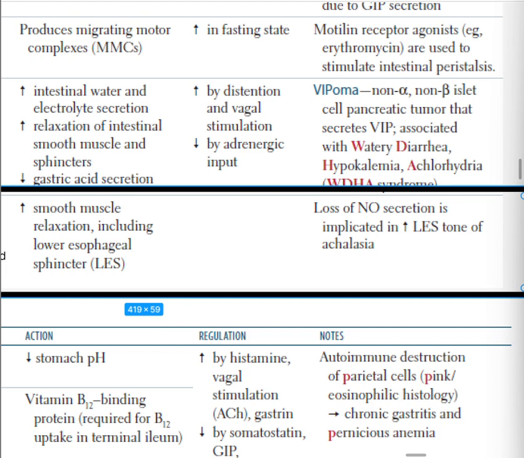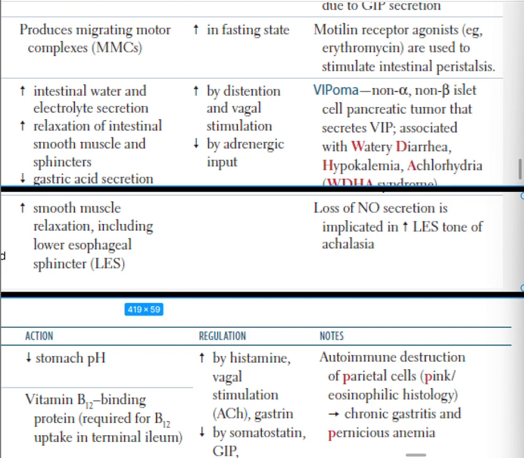Now, achalasia occurs when inhibitory neurons of the myenteric plexus degenerate. These neurons normally produce nitric oxide and VIP. Loss of these neurons causes failure of lower esophageal sphincter relaxation and loss of peristalsis.